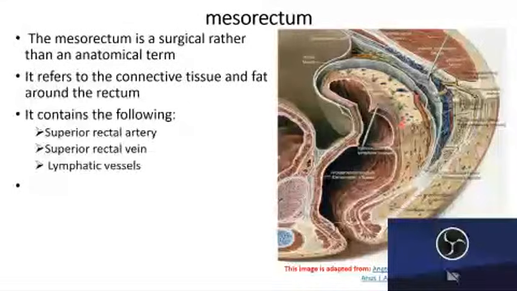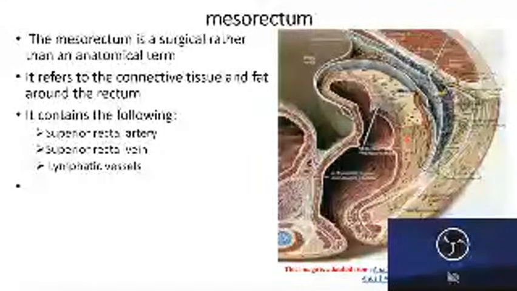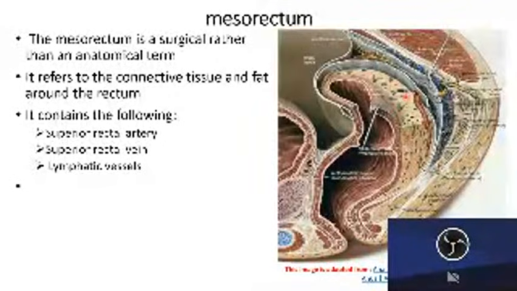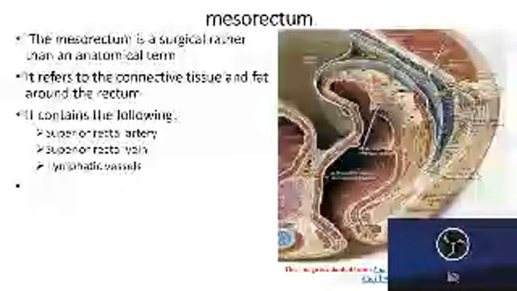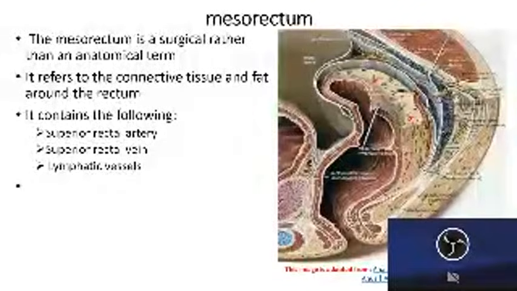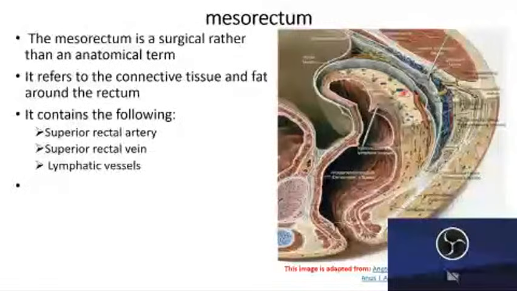Also, as you can see, within this mesorectum is the vein, which follows the artery, the superior rectal vein and its tributaries. The superior rectal vein will also be a tributary to the inferior mesenteric.